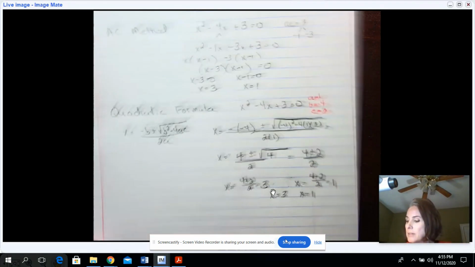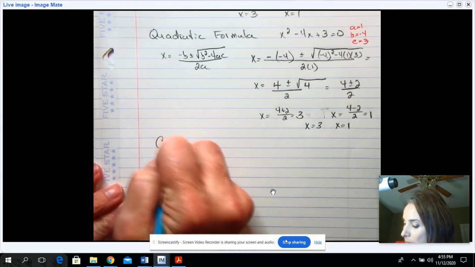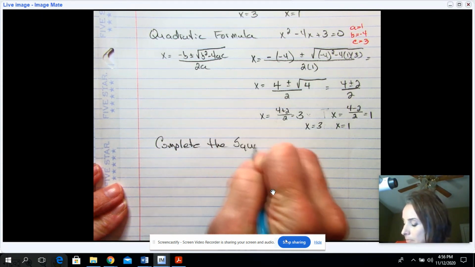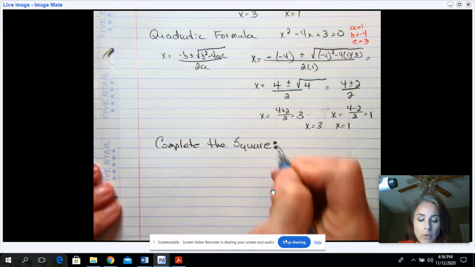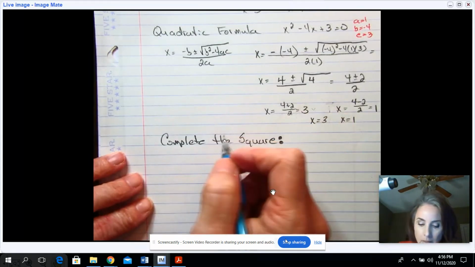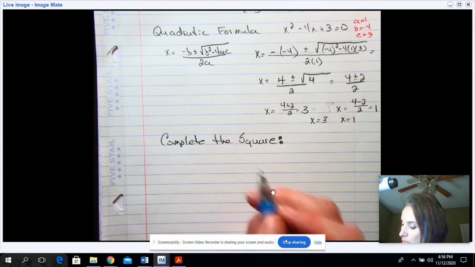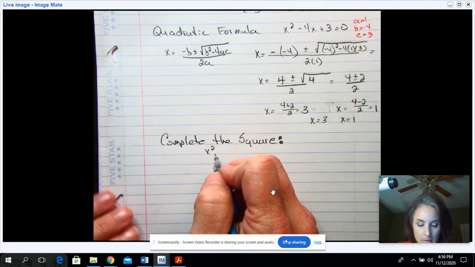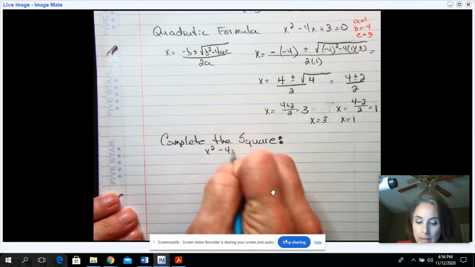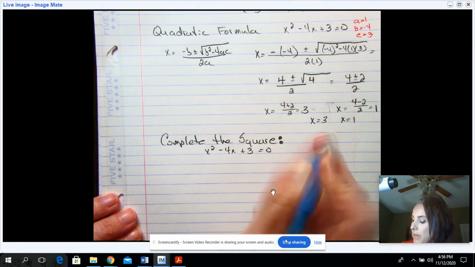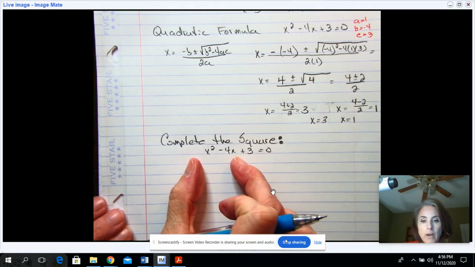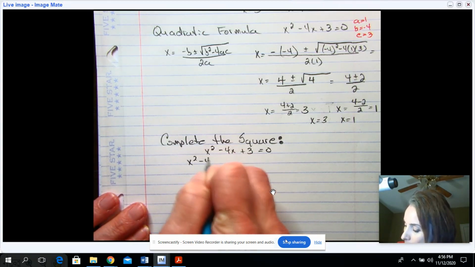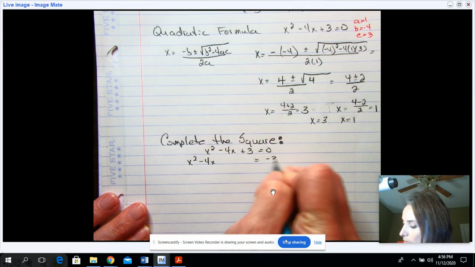Well, then there is complete the square. All right, and so this is what you need to remember. So here's how it works. You take your x squared minus 4x plus 3 equals 0. You separate your x's from your constant. So you're going to take your constant to the other side. X squared minus 4x equals negative 3.